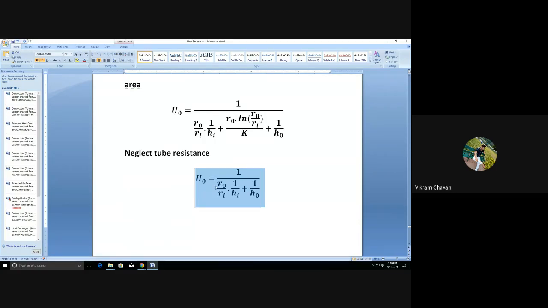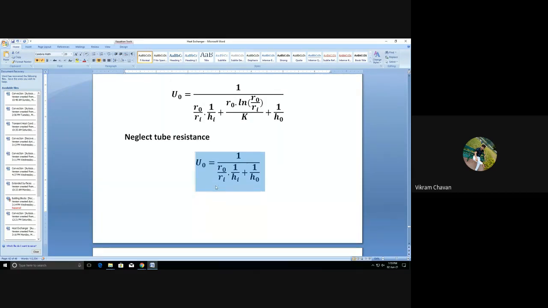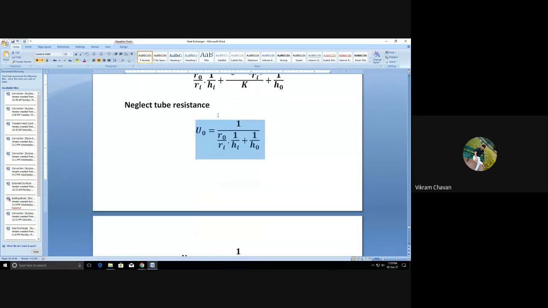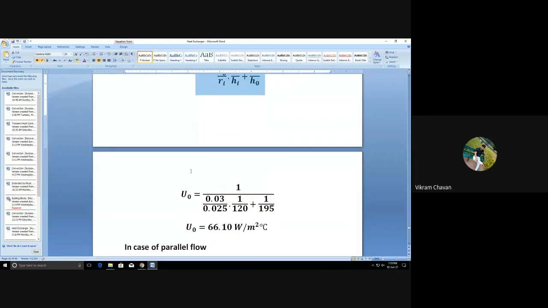Okay, overall heat transfer coefficient based on the outer area. Put in all the values and calculate U naught.